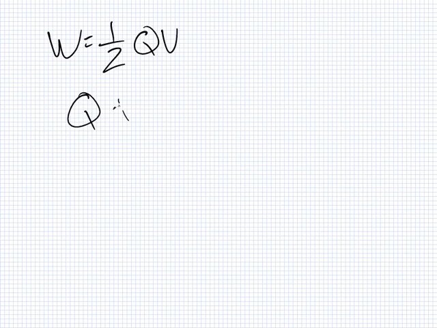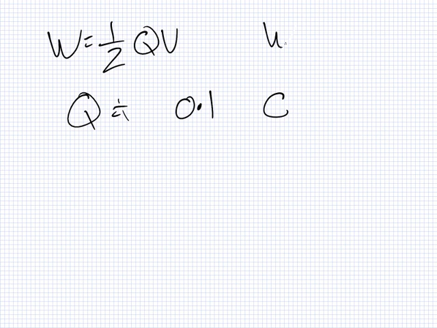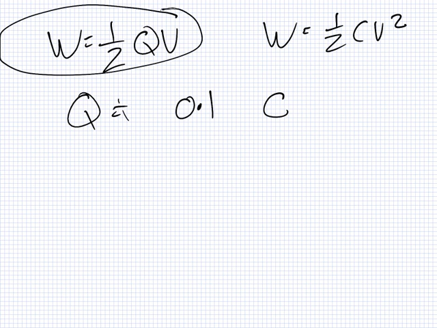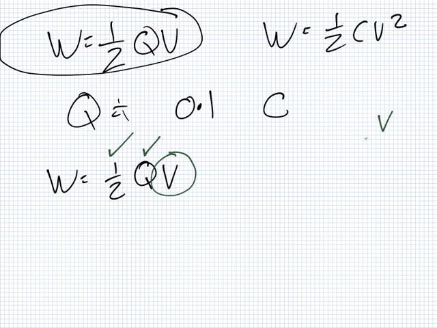So Q equals 0.1 coulombs, and I don't know the V. Right, so I have work is a half CV squared, so I feel like I should use this one. So work equals a half QV. Now I know the Q and the half, so I just need to get the V. We know the R, and we have VIR. And I tell you the R is 2 ohms. Now what? I also tell you the time is 2.